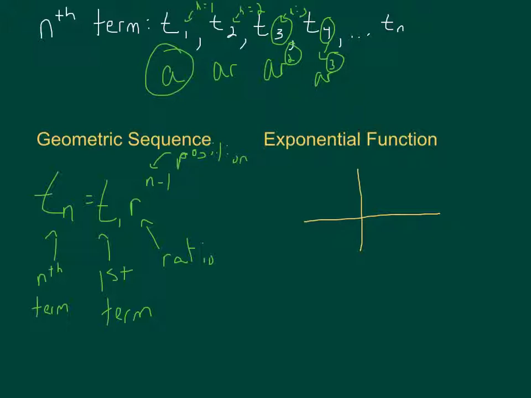Now, this is not a linear function. This is the definition of an exponential function, and you've seen this before. y equals a times b to the x. A is just like your T1. B is just like your ratio. And x is your exponent, which is n minus 1 in this case.